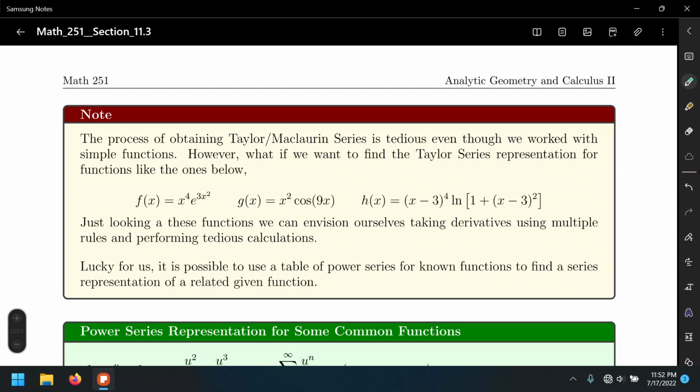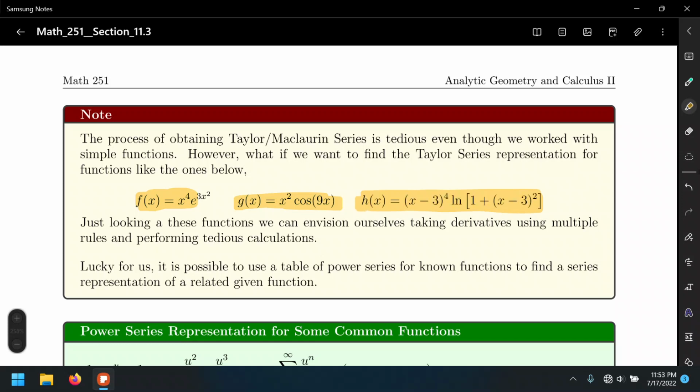Alright, so as we mentioned at the end of the previous video, obtaining a Taylor or Maclaurin series is a very tedious process. So what if, for example, we want to find a power series for this function, or for that function, or even this function?